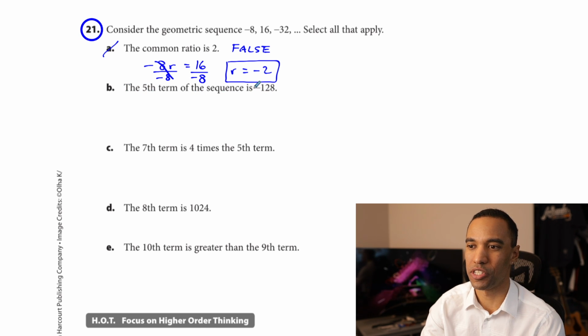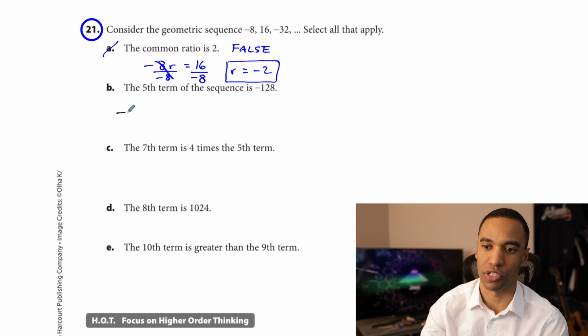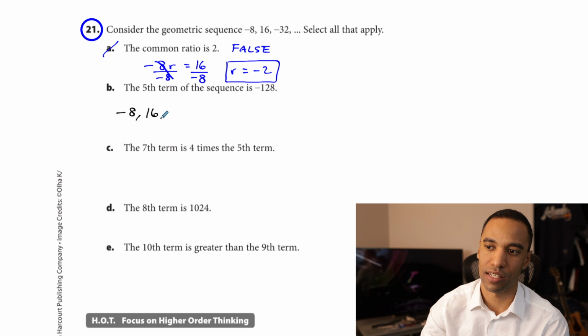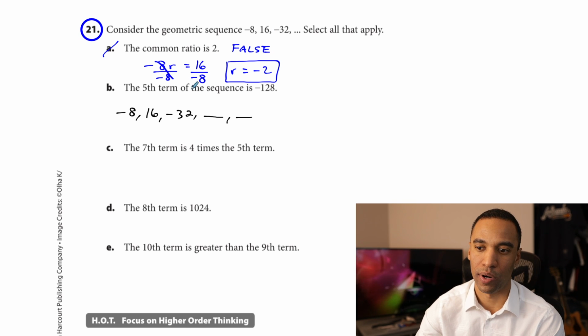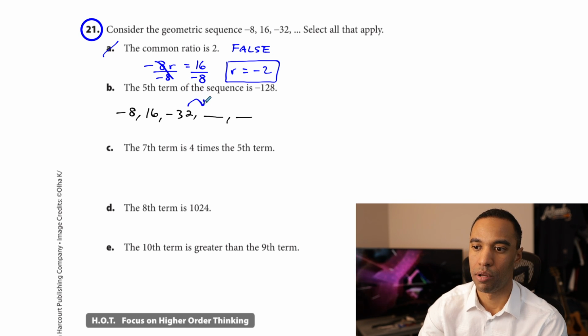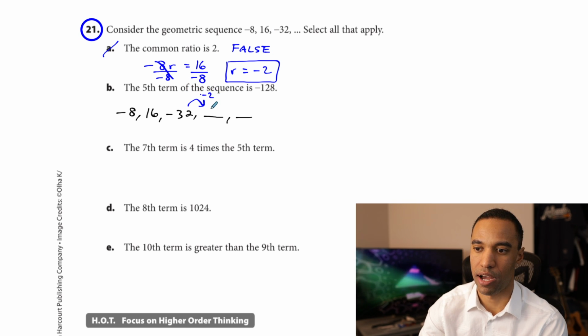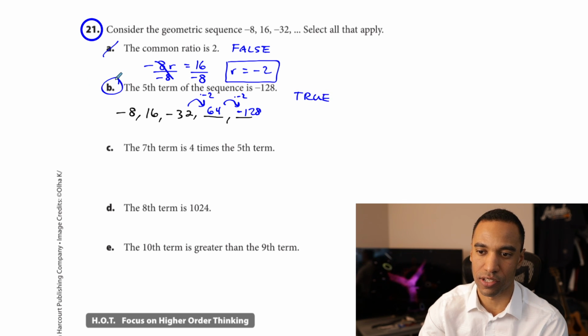The fifth term of the sequence is -128. Well, let's go and continue the sequence. Let's take a look at that. -8. It's only two terms away. I need to find the fourth term to find the fifth term. Now that I have the common ratio of -2, good thing I have it. -32 times -2 is +64, and 64 times -2 appears to be indeed -128. That is true. I'll go and circle that as a selection.